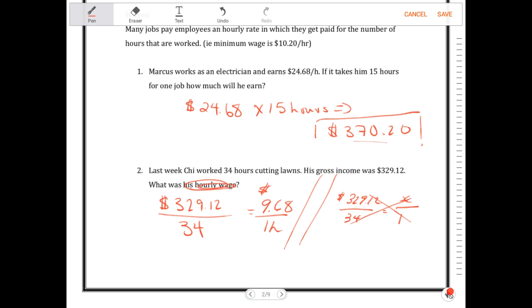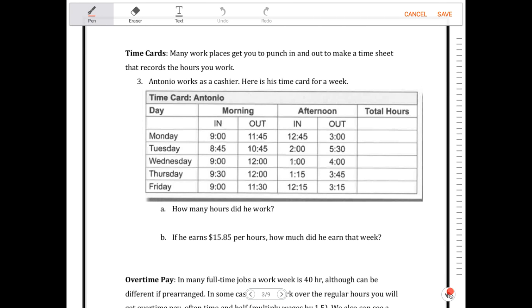So, earning an hourly rate, the calculations, when they're like this, that's pretty straightforward and simple, and I don't think anyone has any problems with that. Okay, moving along. Now, time cards.